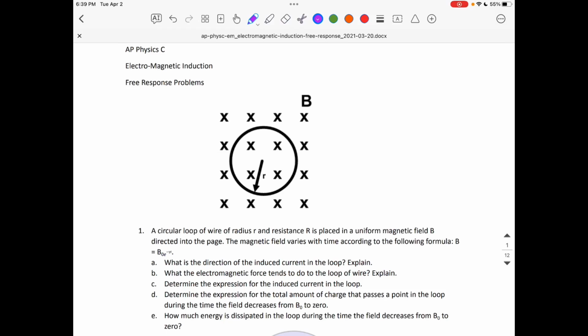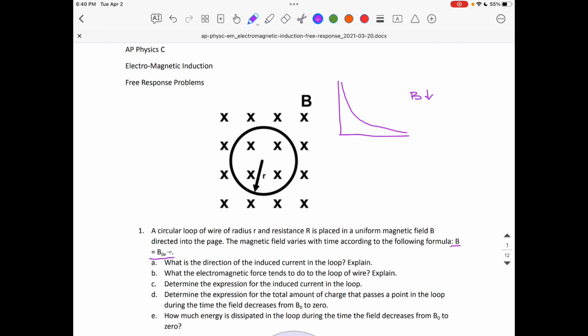All right, so we have problem number 1 where there is a magnetic field and there is a loop in the magnetic field. The magnetic field is going into the page and the problem tells us that the magnetic field changes according to this formula. What we can tell from this formula is that it is an e to the negative power. So it's going to look something like this. And over time, we know that the magnetic field is going to decrease.